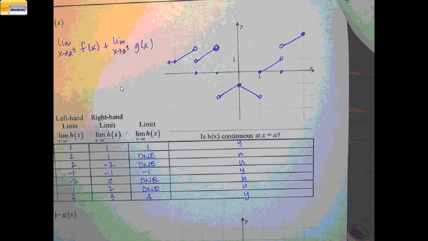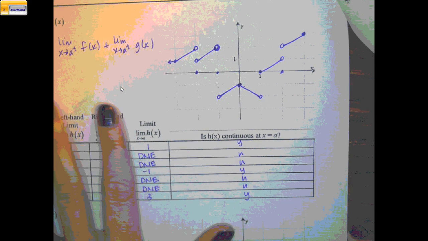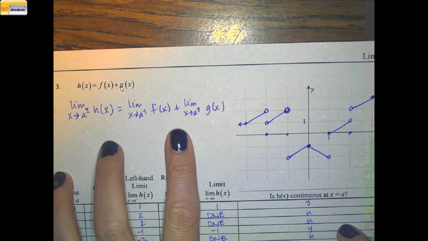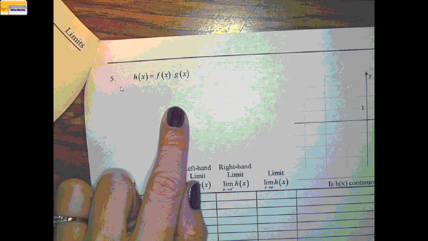Everybody okay? Using this same rule up here that we did for addition, it works for subtraction as well. So you're going to do the same thing on number 4. On number 5, multiplication has the same type of rule.